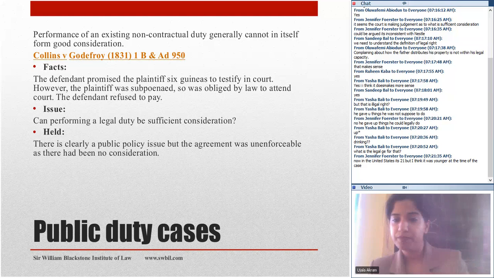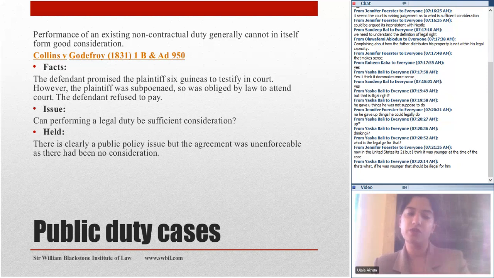So here, what did the court hold? They held there is clearly a public policy issue, but the agreement was unenforceable as there had been no consideration. The plaintiff was already under that public duty. He was obliged to do that duty already, so there was no consideration from his side. So the promise to pay a witness in this case, who was already under a public duty to give evidence, lacked consideration. Okay. Here you can see that the witness actually did nothing above his duty. He did nothing above and beyond his duty. He just performed the legal duty that he was under. So there was no consideration flowing from the plaintiff's side.